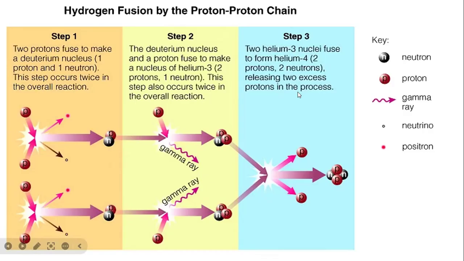And step three, two helium-3 nuclei fuse to form helium-4 with two protons and two neutrons, releasing two excess protons in the process. So we have here protons being emitted in this process, and the fusion of two protons and two neutrons. We call this helium since we have two protons here, helium-4, a specific isotope of helium.